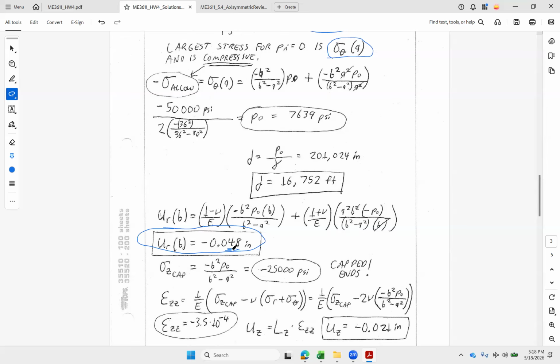We take the sigma ZZ for the cap formula. That just came from a free body diagram. And then here we plug in our sigma RR and sigma theta theta. Remember, when we add those together, the function of position disappears, and this is a constant. So that works out. We get negative 3.5 times 10 to the minus 4. And our axial compression along the 60-inch cylindrical length is going to be minus 0.021.